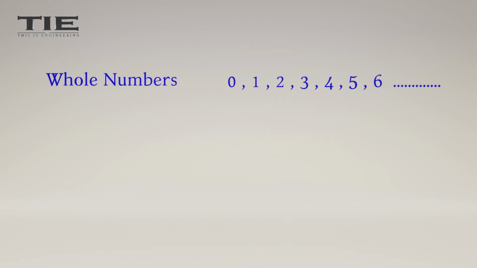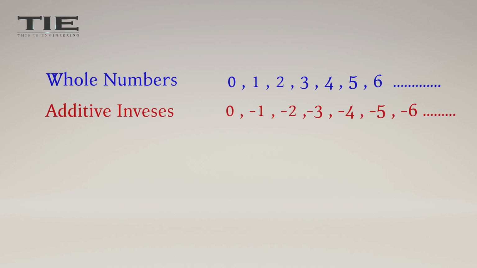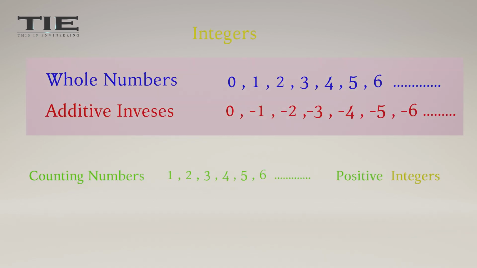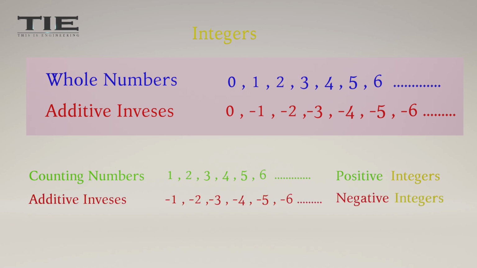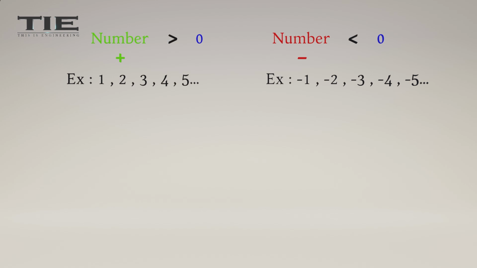The collection of whole numbers and their additive inverses are called the integers. The counting numbers are called the positive integers, and their opposites are called the negative integers. If a number is greater than 0, it has a positive sign. A number that is less than 0 has a negative sign.